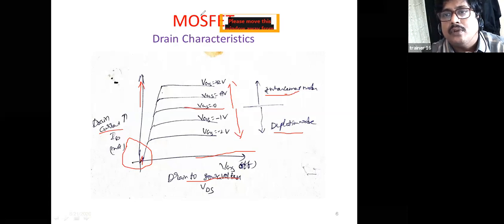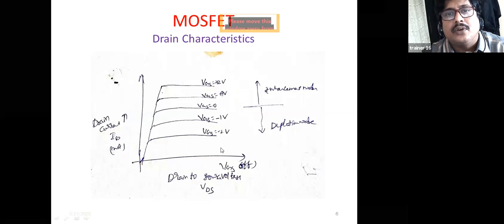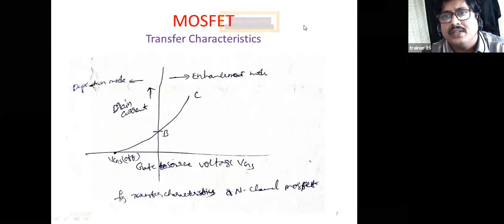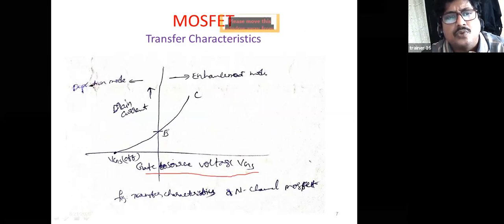And then if you go for the next one, transfer characteristics. In the transfer characteristics, it is similar. See here, this is the x-axis, gate to source voltage, and this is the drain current, and this is VGS, right? See here, this is negative gate to source voltage, from 0 to negative gate to source voltage. That is called depletion mode.